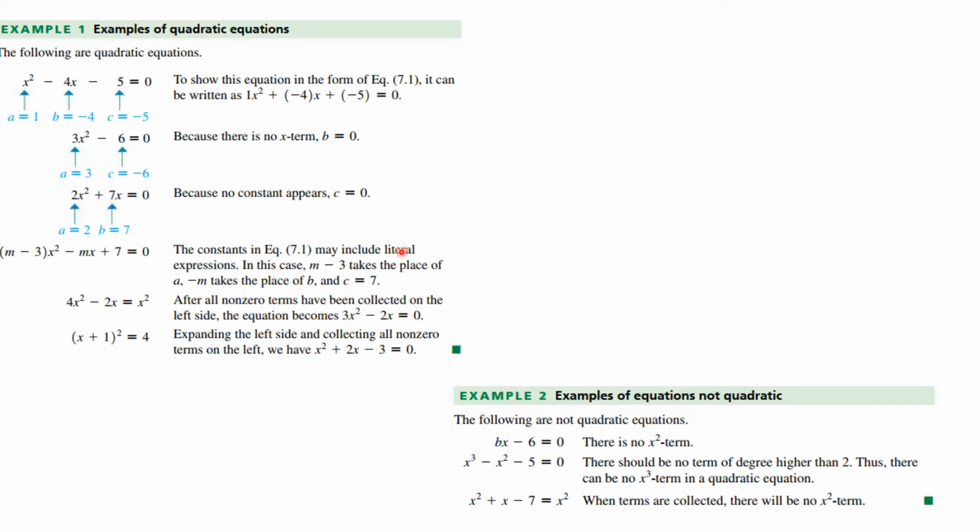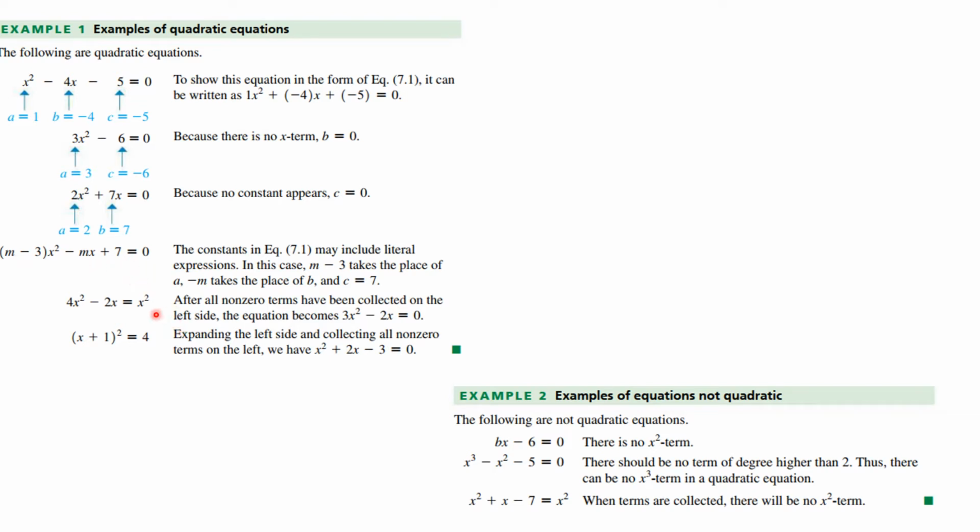Let's look at some examples of that. These are quadratic equations because it is exactly of that form. This is also a quadratic equation, but this time the coefficient of the x term is 0. This time the coefficient of the constant term itself is 0. Here, the constants in the equation may include little expressions. So here, m-3 is a constant, and m and 7.